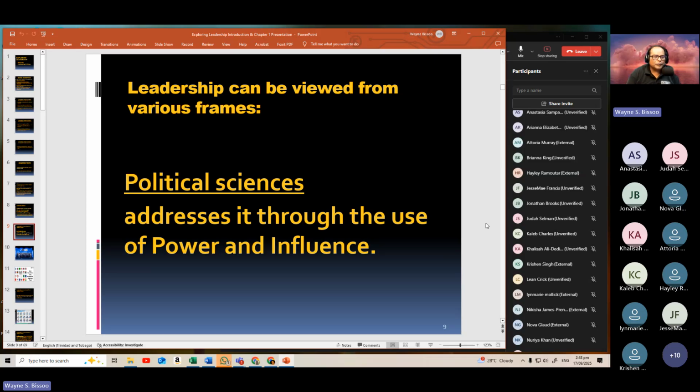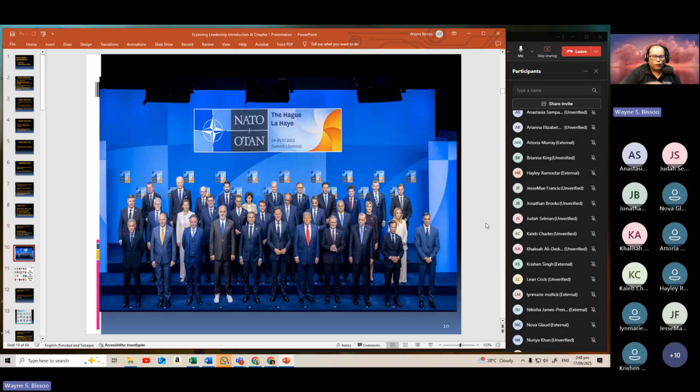When we think about power and influence, we think about individuals in our environment who have a lot of power based upon the position they've attained and the kind of influence they exert over the rest of the people around them. If we look at this, this is a NATO heads of government meeting, and we see a number of leaders from all around the world.